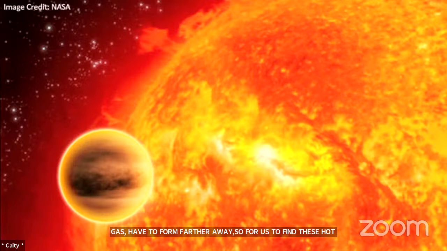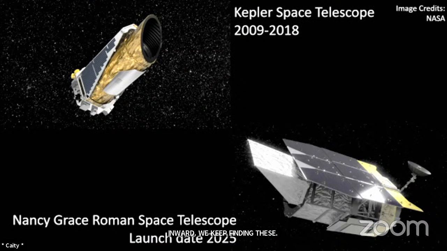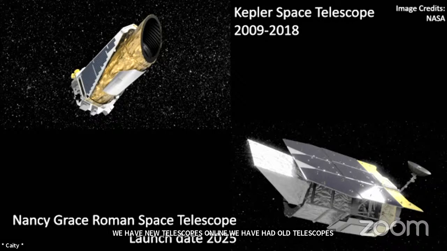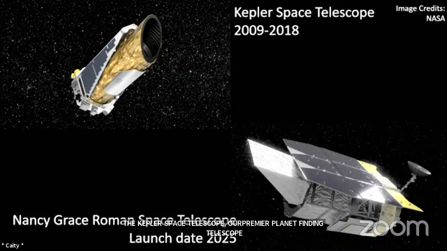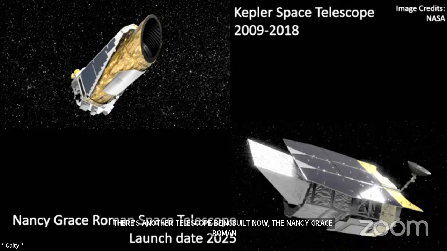We've got new telescopes coming online. We've had old telescopes working on this. So here are a couple of examples. The Kepler Space Telescope, which was our premier planet finding telescope for 9 years, found hundreds of these hot Jupiters. There's another telescope being built right now, the Nancy Grace Roman Telescope, which is supposed to launch in 2025, and it's going to be able to find more of these hot Jupiters pretty easily.